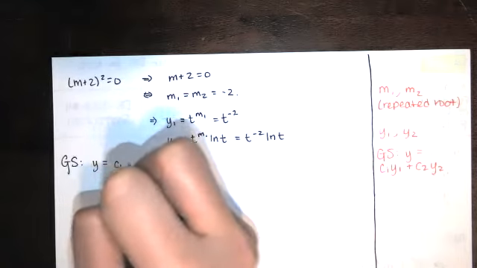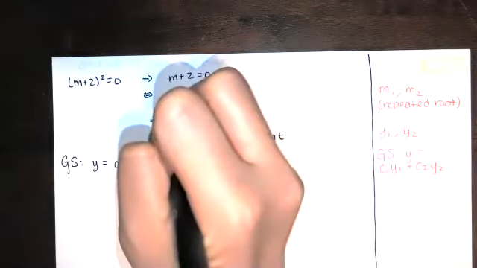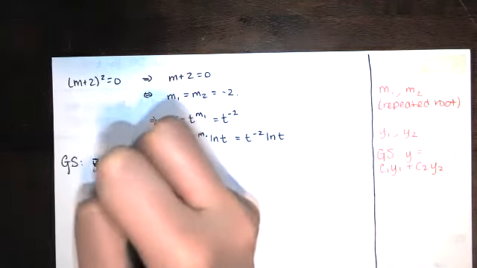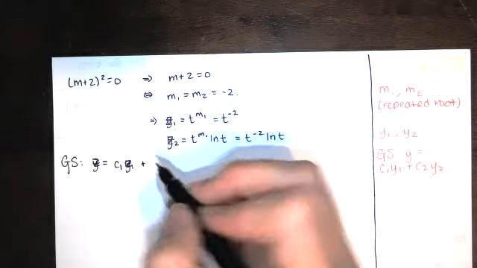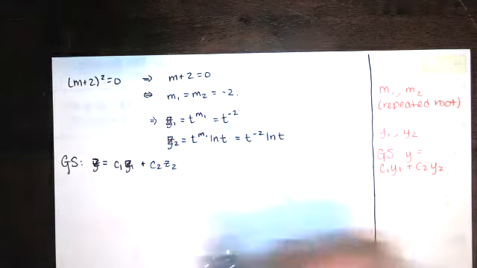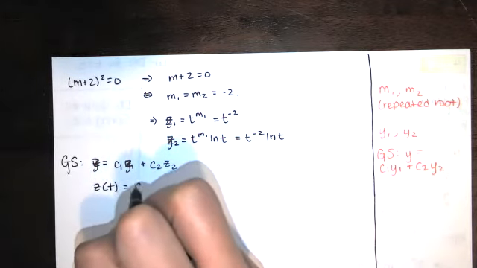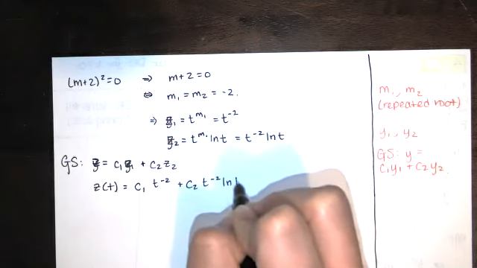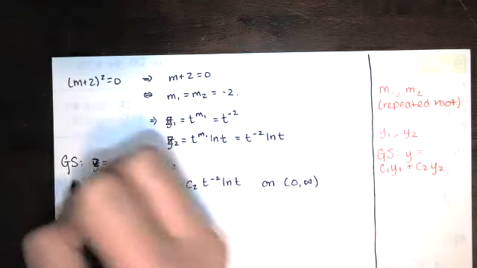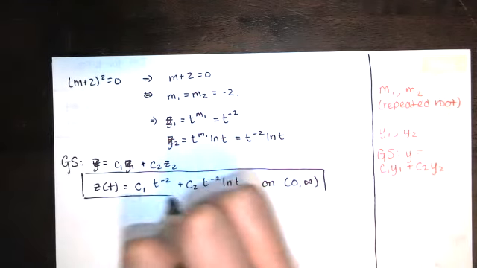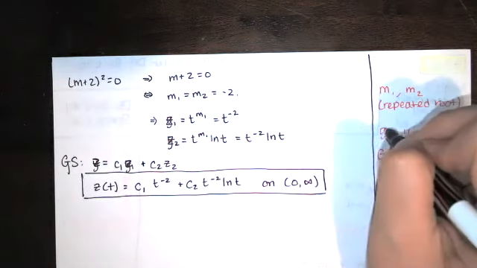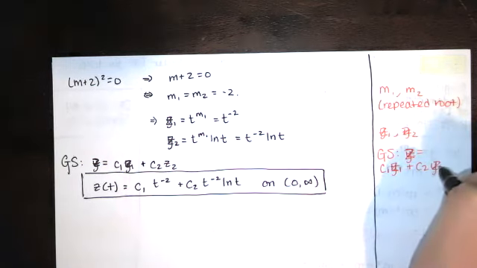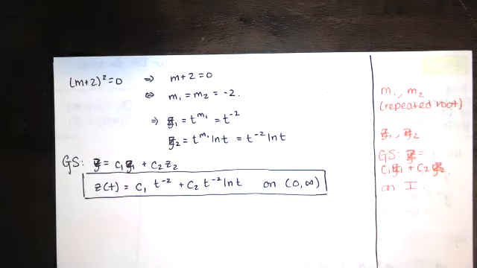Z is equal to C1 Z1 plus, oh, I keep calling them Y's, these are Z's, sorry. The dependent variable they gave us was a Z. So Z is equal to C1 Z1 plus C2 Z2. So Z is a function of t, and it's equal to C1 times t to the negative 2 plus C2 times t to the negative 2 natural log of t. And this will work on the interval from 0 to infinity. So I guess I need to call that Z1 and Z2. Always good to state an interval of existence as well.